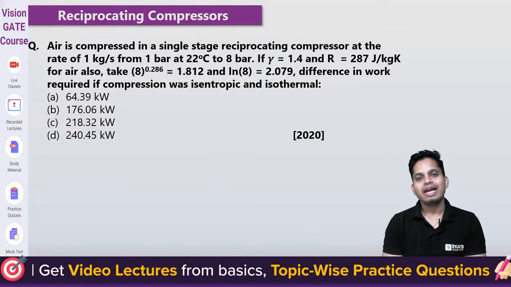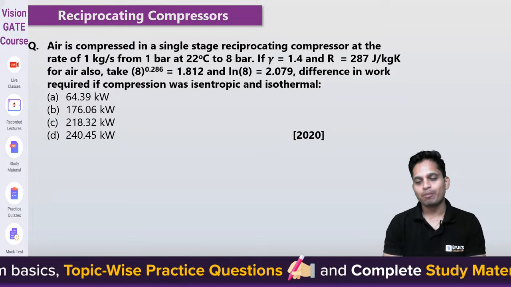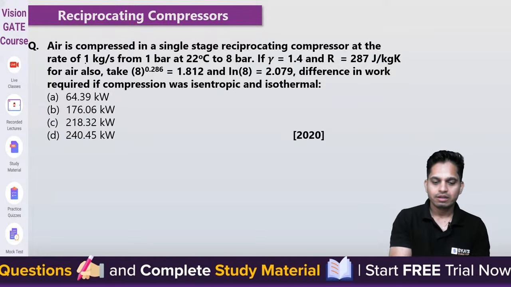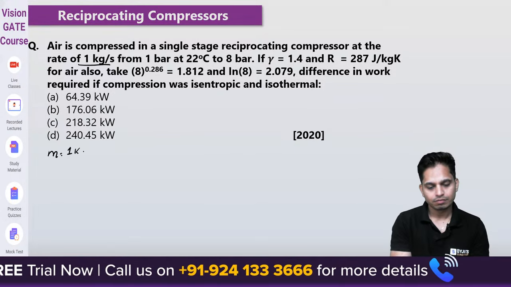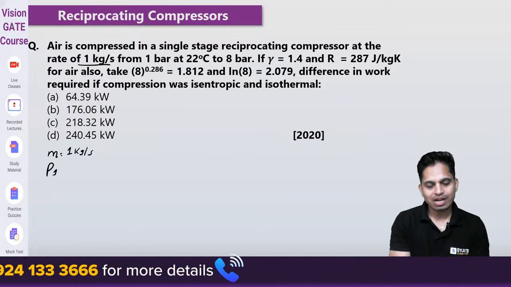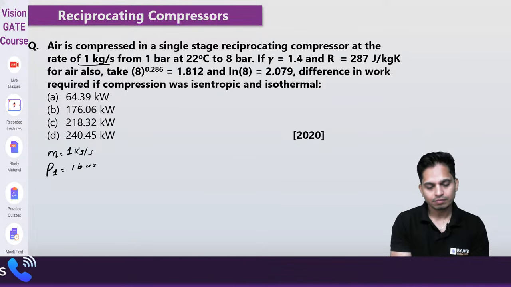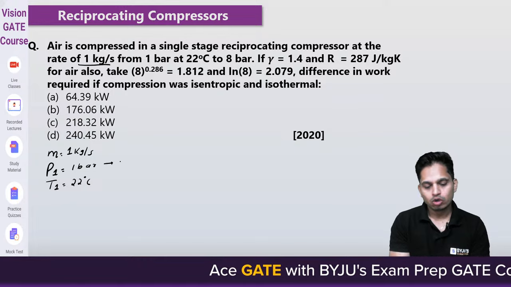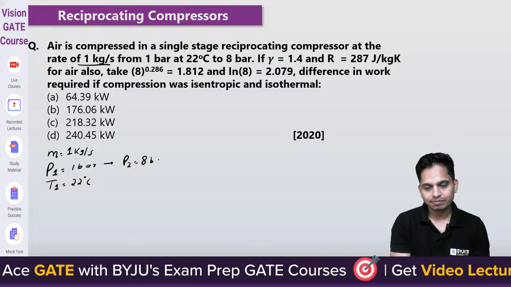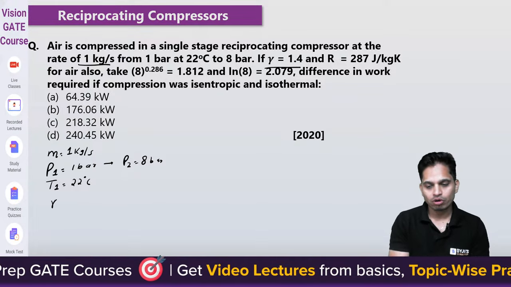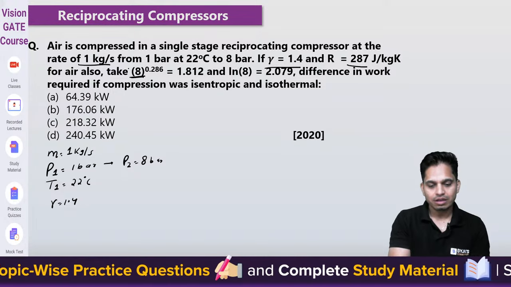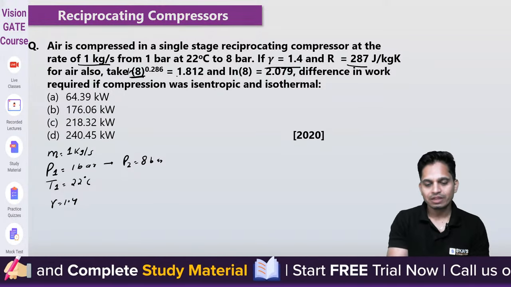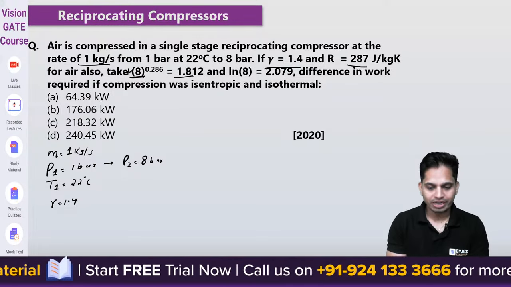Now, air is compressed in a single stage reciprocating compressor at the rate of, this is mass flow rate. You are compressing it from 1 bar. T1 is 27. P2 is equal to 8 bar. Gamma is given as 1.4. R is given, and take 8. I think it will be ln 8. I think ln 8 will be this. Okay, 8 to the power. Okay.